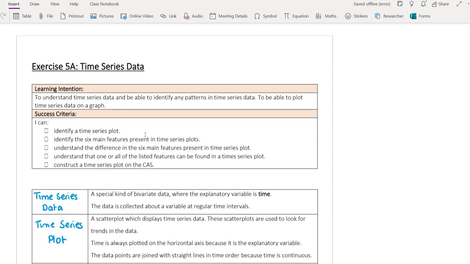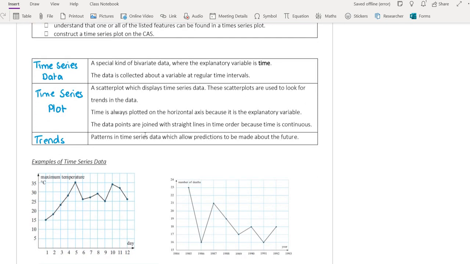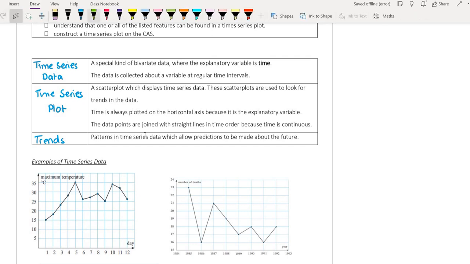Alright, this lesson we're looking at time series data. Time series data is still bivariate data, so we're looking at two different variables. However, one of the variables, the explanatory variable, is going to be time, so a special type of bivariate data. And it's a scatter plot that we use to show time series. However, the points will be connected, so they're going to be joined.